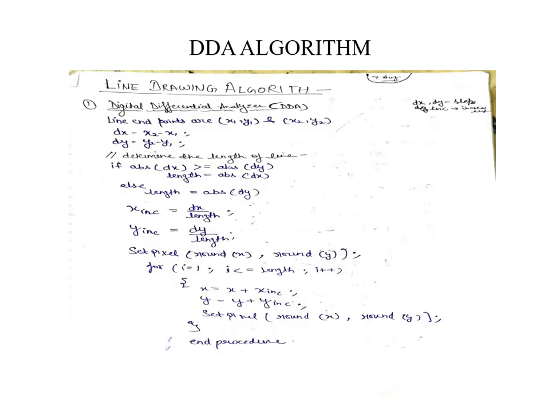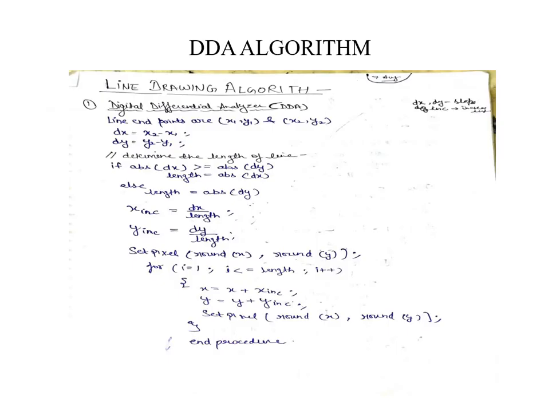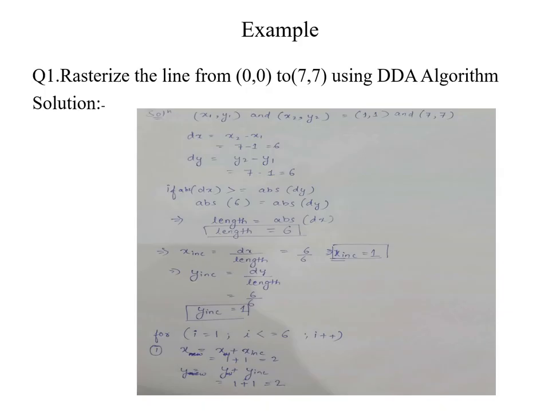In the next step, determine the length of the line. How to decide the length of the line? If absolute dx is greater than or equal to absolute dy, length is absolute dx. Absolute dx value is 6 and dy value is 6, both values are equal. In this case, length equals absolute dx. So length is dx, and dx value is 6.